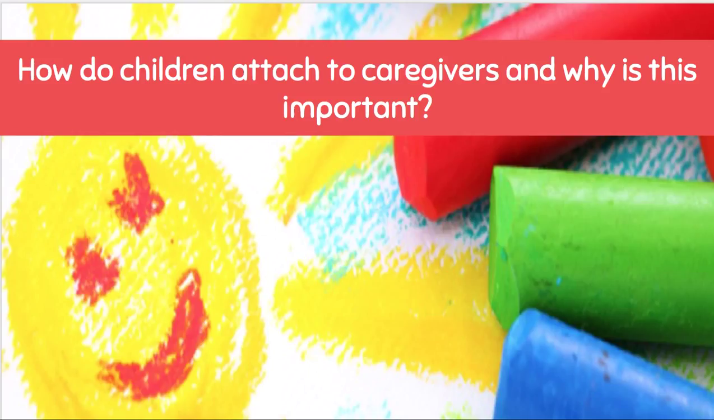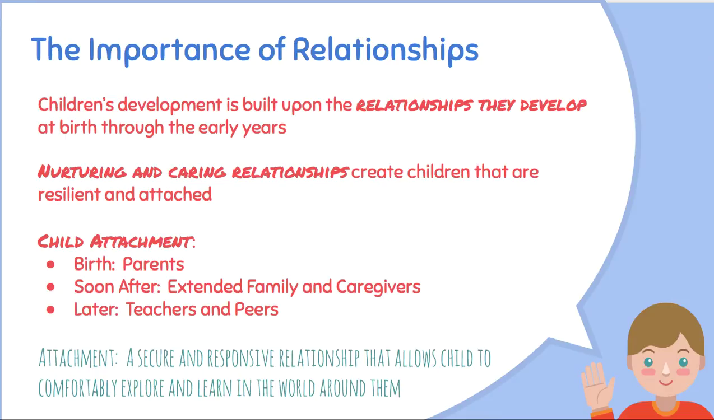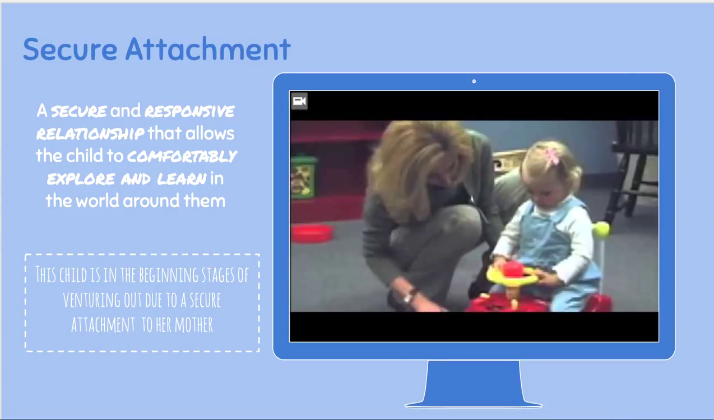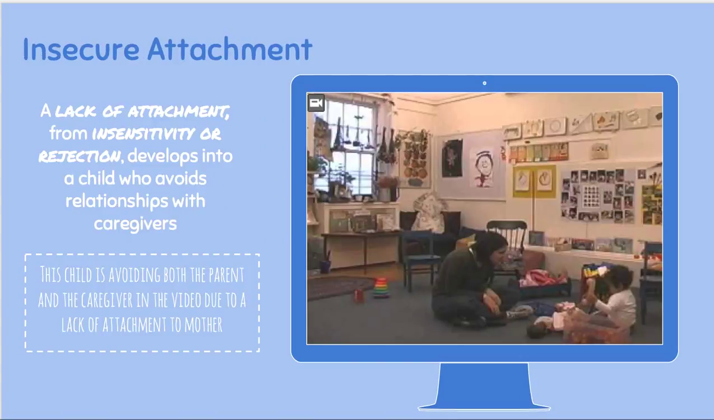How do children attach to caregivers, and why is this important? We've all heard of attachment, so we're going to look at different kinds of attachment. The first one is looking at the importance of relationships and who a child will develop these attachment relationships to. And then I'm going to show you what secure attachment looks like and what an insecure attachment looks like. Watch the videos on each slide.